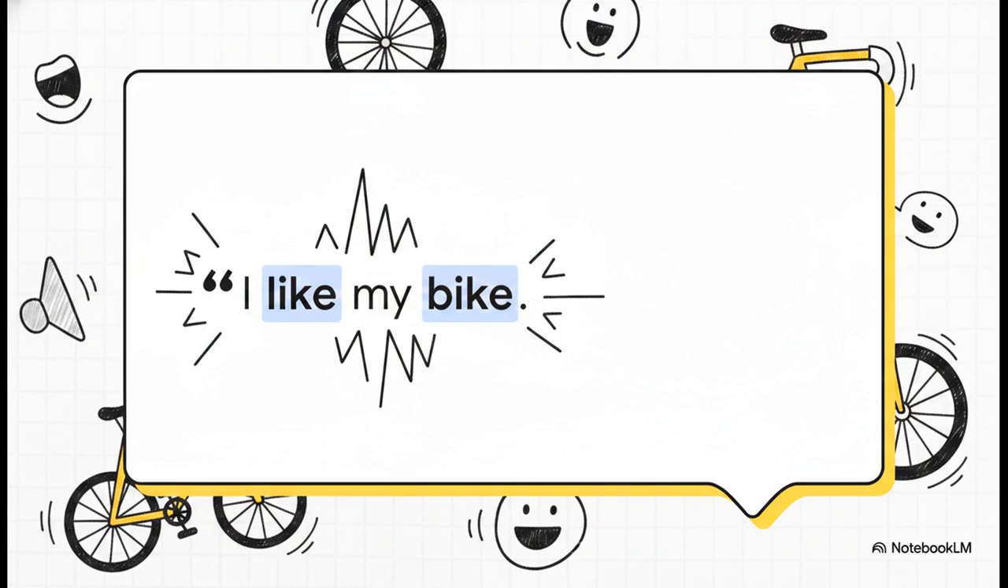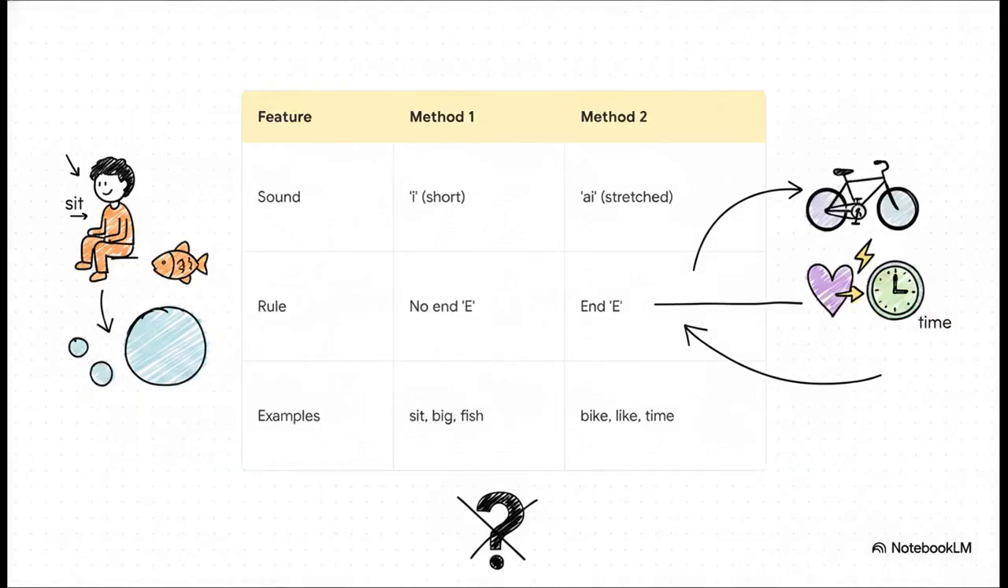Notice the words like and bike. Both of them have an I, a single consonant, and that magic ending E. So both of them take the stretched long I sound. I like my bike. See? You've totally got this. To really cement this in your brain, let's put these two head-to-head to prevent any future mix-ups.